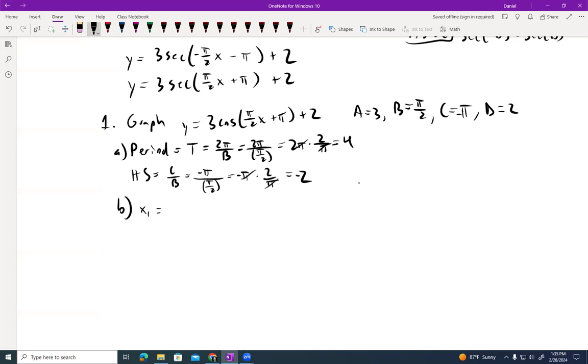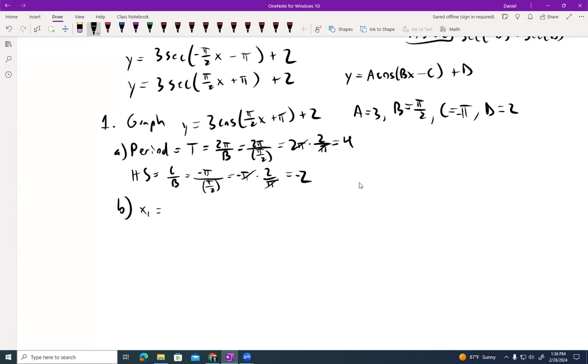This comes from the fact that when we do the general equation, we have y is equal to a times cosine of bx minus c, plus d. So in order for us to use this format here, we would need to convert this positive sign to a minus a negative sign.